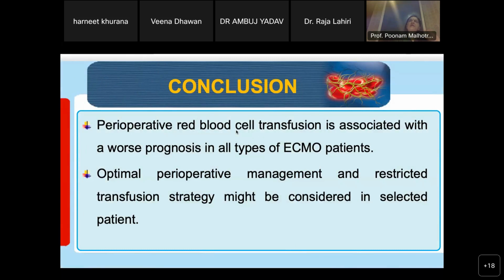But we need someone to give us an algorithm on what to use when, and I'm sure some future randomized control trials will bring that about. Perioperative red blood cell transfusion is associated with the worst prognosis in ECMO patients. Optimal perioperative management and restrictive transfusion might be considered in selected patients.